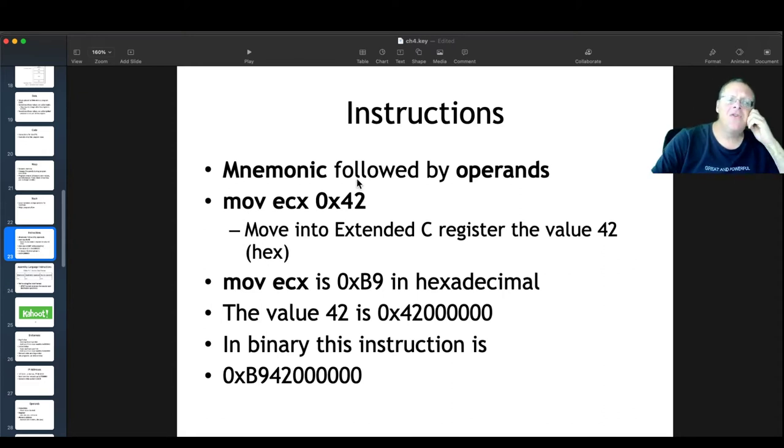And so here are instructions. In assembly language, they look like this. You have a mnemonic, which is essentially the verb. The first thing here tells you what action is happening, and then you have operands. So this will move 42 into ECX, which is one of the registers.